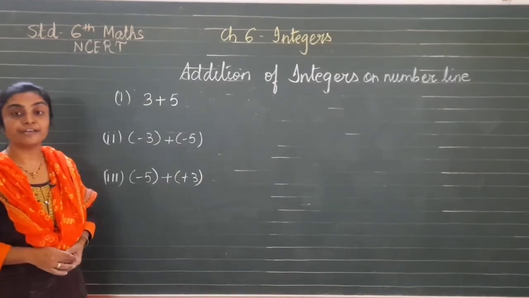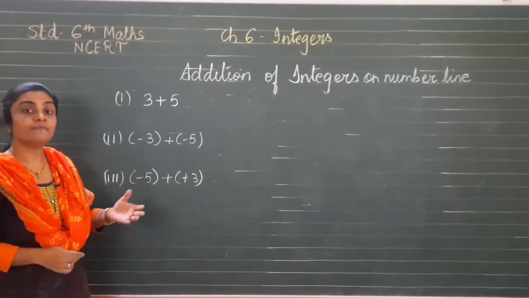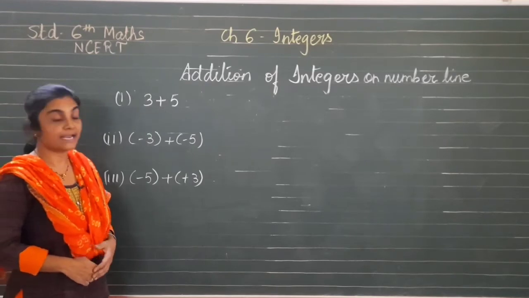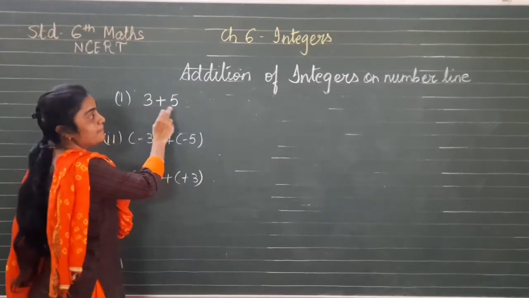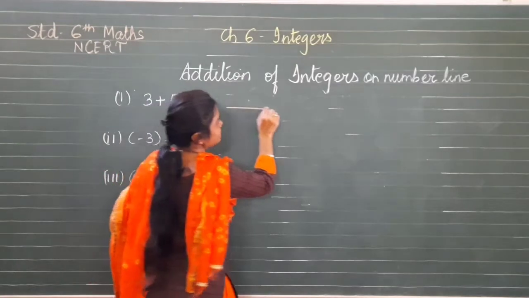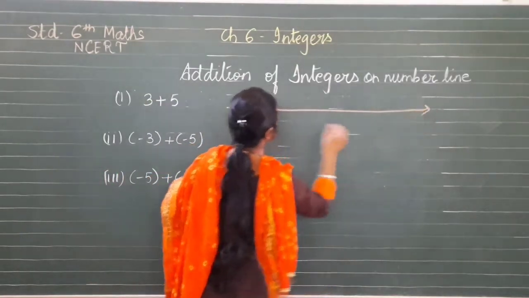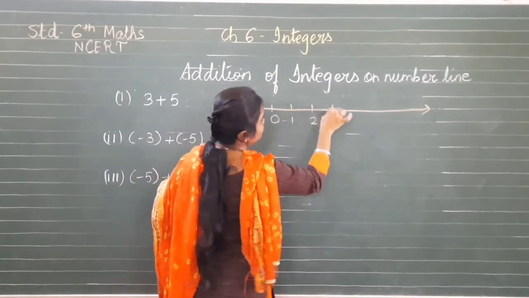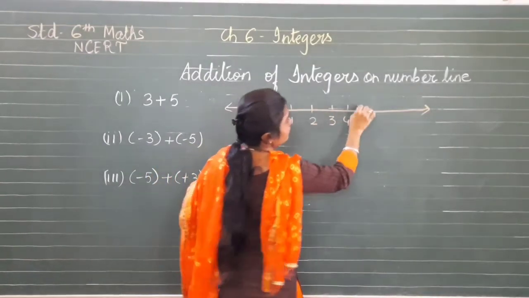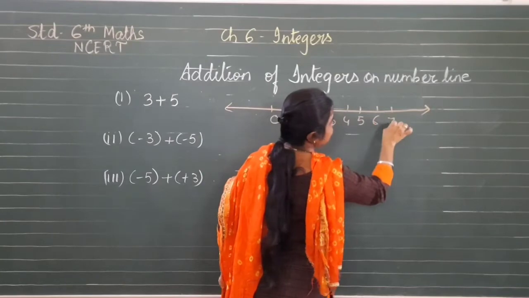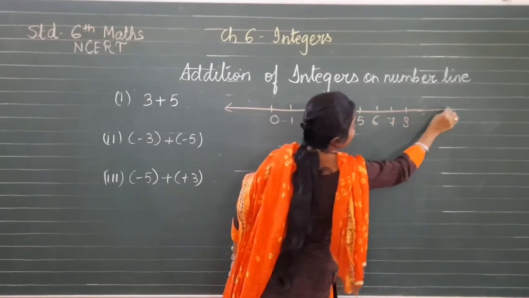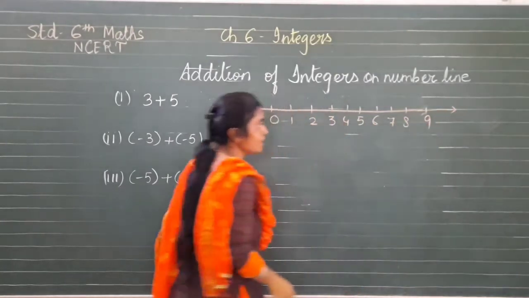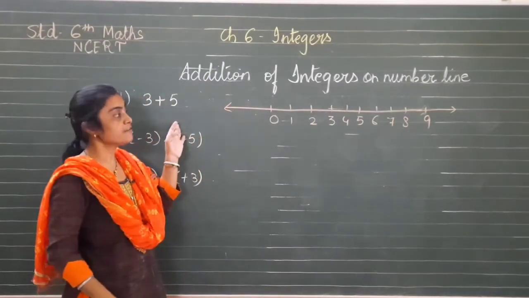Now addition of integers on the number line. We will add the integers on the number line. First is 3 plus 5. Let us draw a number line. 0, 1, 2, 3, 4, 5, 6, 7, 8, 9.